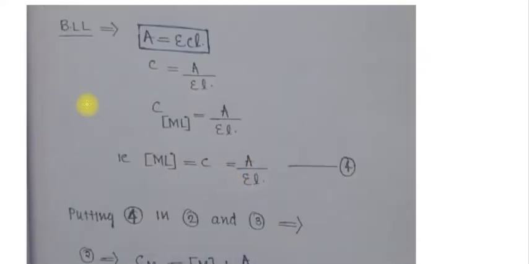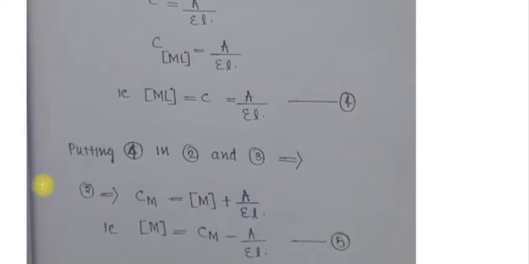And we know that according to Beer-Lambert's law, C is a molar concentration. That means the molar concentration of ε ML എന്നാണ് ഇവിടെ represent ചെയ്തിട്ടുള്ളത്. That will be equal to A by epsilon L. That means the concentration of ML will be equal to C, which will be equal to A by epsilon L, and that is given as equation number 4.